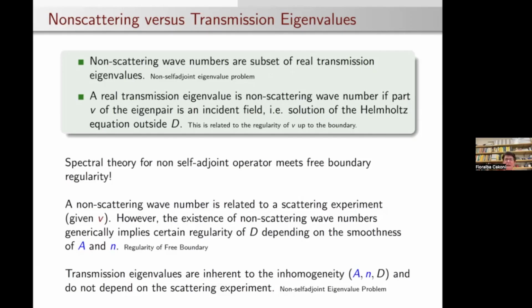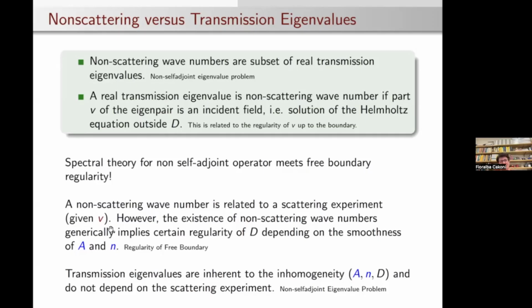And this is exactly where the regularity of free boundaries comes in. You probably by now have gotten a sense that in the context of non-scattering, the boundary of the inhomogeneity is like a free boundary. It's invisible to the outside, right? So here is where regularity of the free boundary comes in. I'll briefly mention it a bit later.